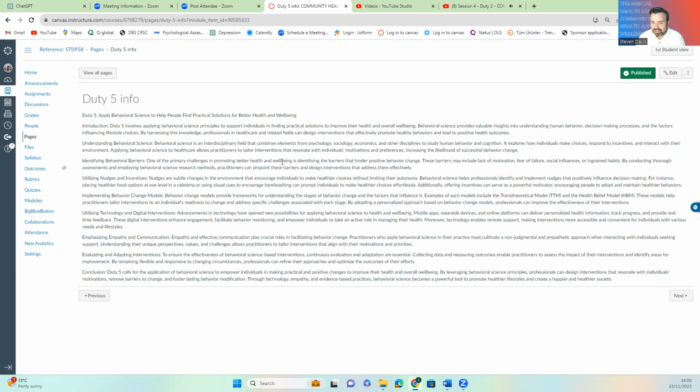Evaluating and adapting those interventions. To ensure the effectiveness of behavioural science-based interventions, continual evaluation is needed, adapting and collecting data. When collecting data and measuring outcomes in psychology, we use a score called the SUD score, subjective units of distress. It's between 0 and 10. So 0, I'm not in distress; 10, I'm in masses of distress. It could be the other way around, I can't remember off the top of my head. But anyway, whatever they say to you, we want to get as close as possible to no distress.